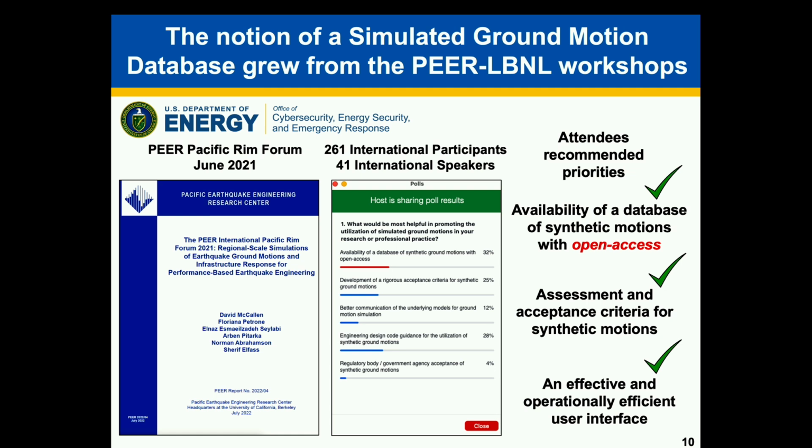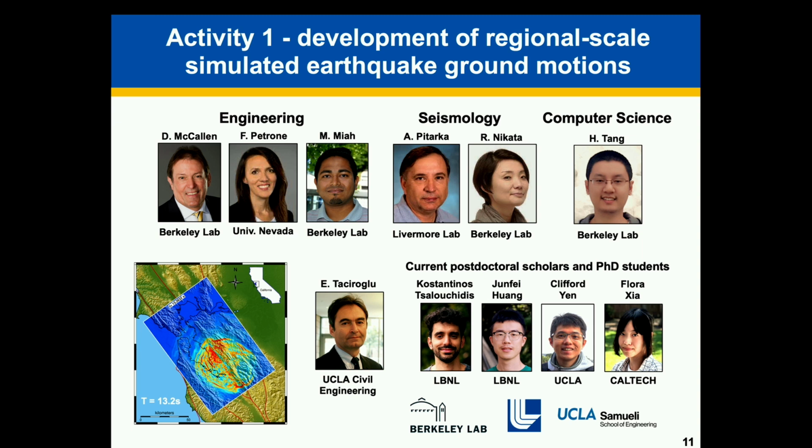Second comment was assess the acceptance criteria. And for synthetic motions, we've done a lot on that. I'll mention that. And then the third one was we really want to have an effective and operationally efficient user interface. Everybody has their data set up to grab motions from NGA and so forth. And I think Jack Baker at the first meeting we had said, please don't screw that up. And so we're trying to make the database leverage PEER's experience with NGA to make it useful to the engineering community.